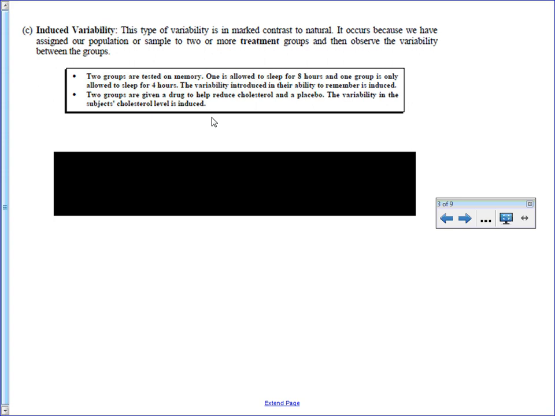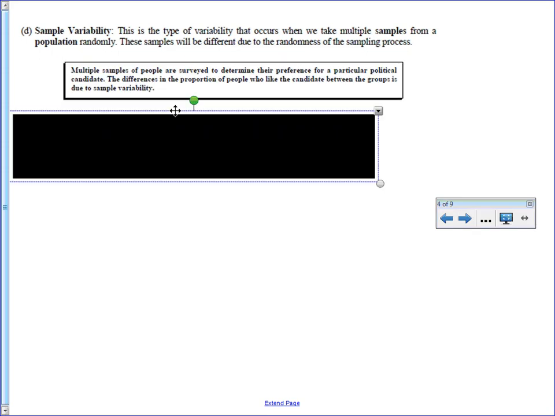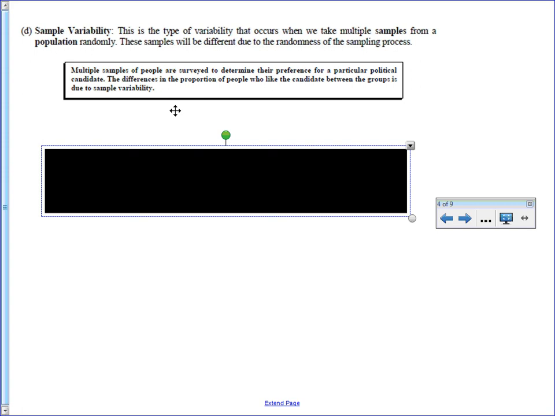And we're going to move on to D, sample variability. Sample variability is a type of variability that occurs when we take multiple samples from a population randomly. These samples will be different due to the randomness of the sampling process. So let's look at my example. Multiple samples of people are surveyed to determine their preference for a particular political candidate. Imagine you went around the school and asked people what their favorite candidate was. The difference in the proportion of people who like the candidate between the groups is due to sample variability. So it's basically like sampling.